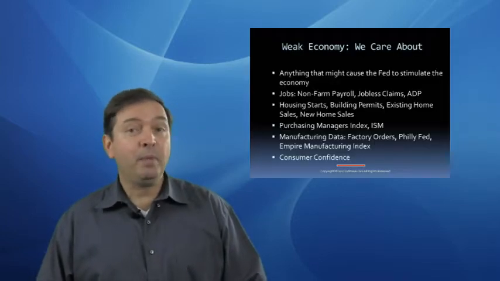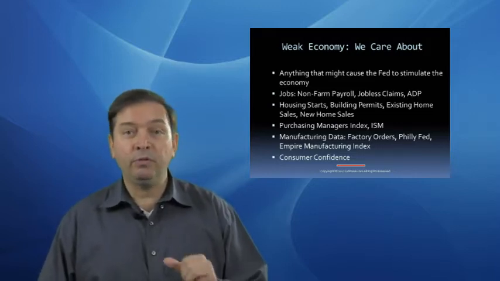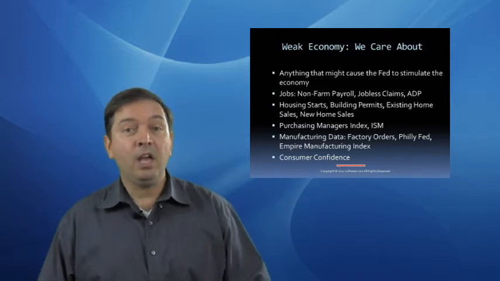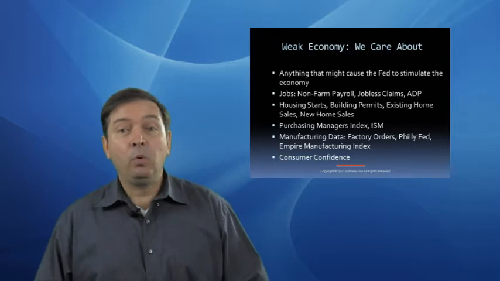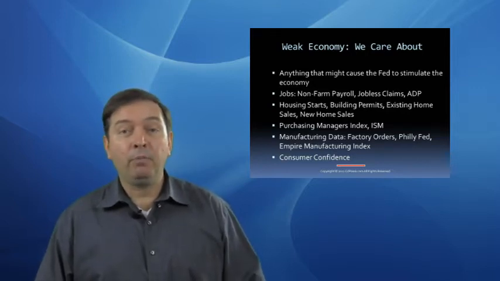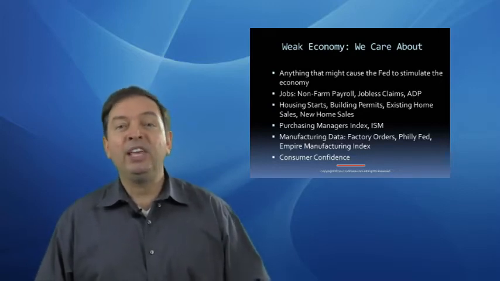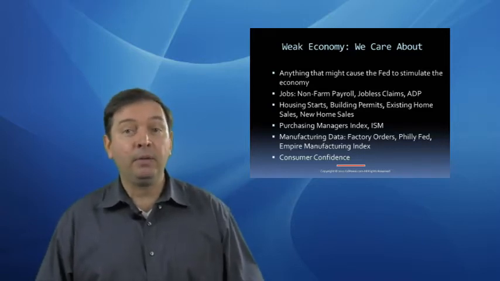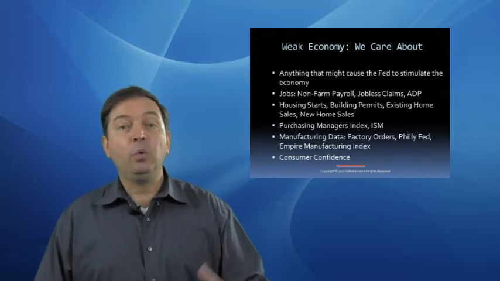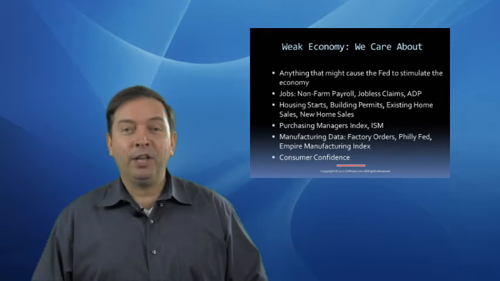We care about two things mainly, jobs and housing. So the non-farm payroll report becomes very important in a weak economy. Jobless claims, which come out every week, becomes very important in a weak economy. ADP puts out a jobs report every month. That becomes very important. Housing starts, building permits, existing home sales, new home sales, anything related to the housing market becomes very important in a weak economy. Purchasing Managers Index becomes important in a weak economy.